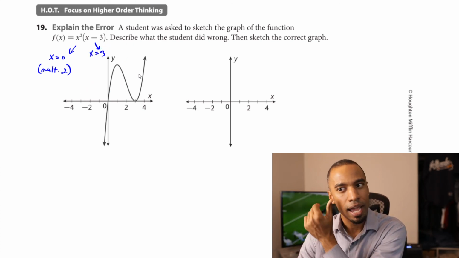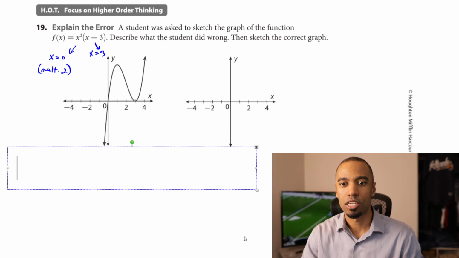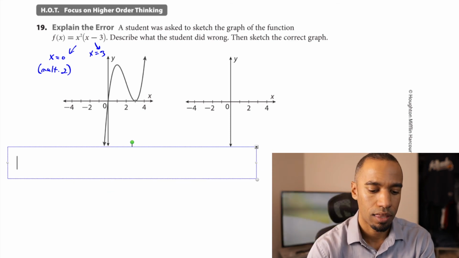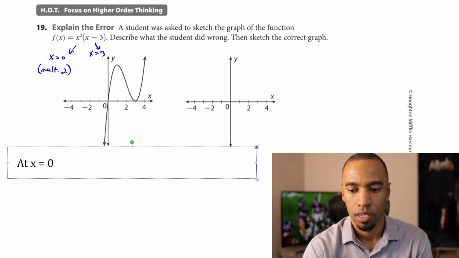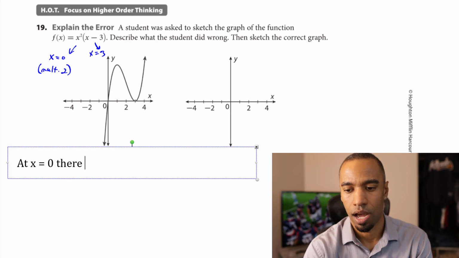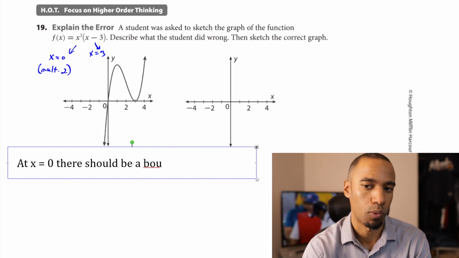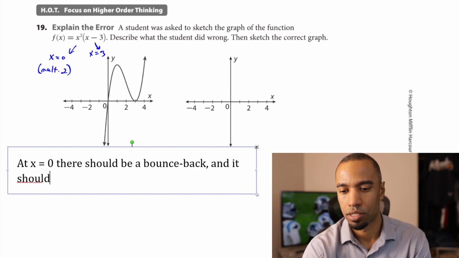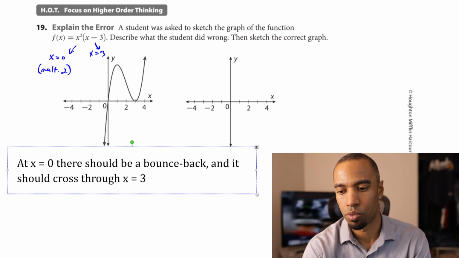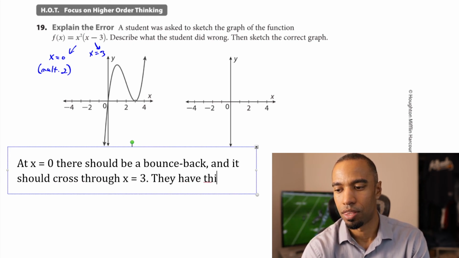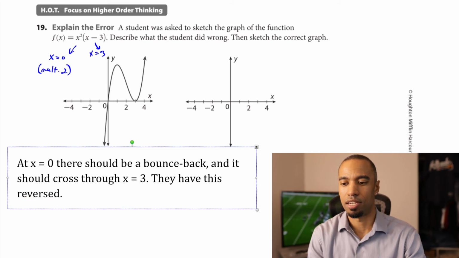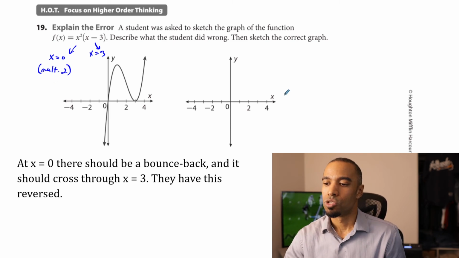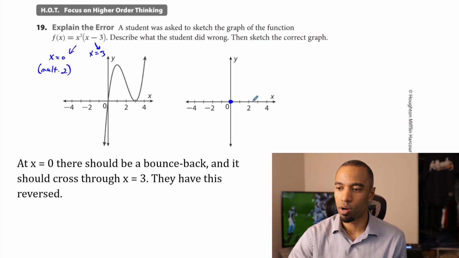So their issue, and I say bounce back where this thing would say hits tangentially. So at x equals 0, there should be a bounce back. I'm going to say it the way I say it. There should be a bounce back, and it should cross through x equals 3. They have this idea reversed, right? Because of the nature of the quadratic, because of the multiplicity there. So with a multiplicity of 2 here at 0, it should bounce back, and it should cross through at 3.